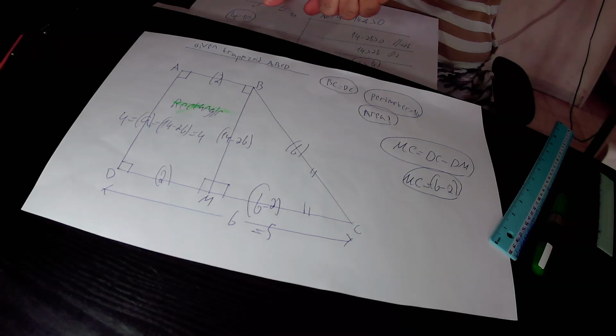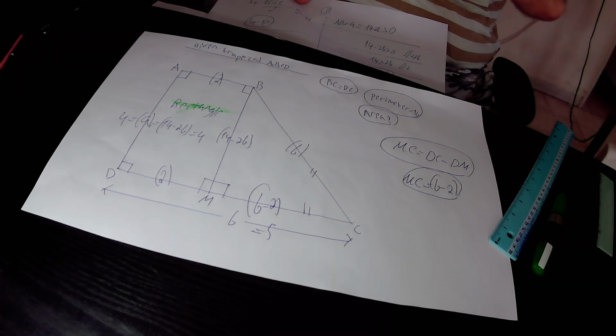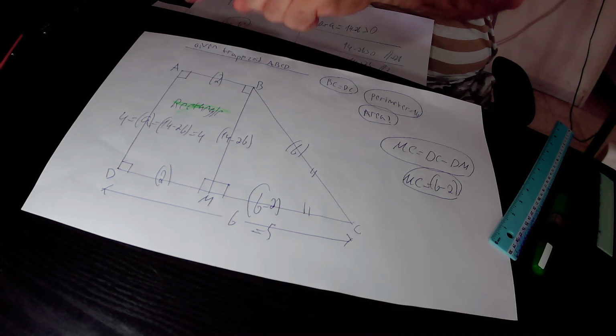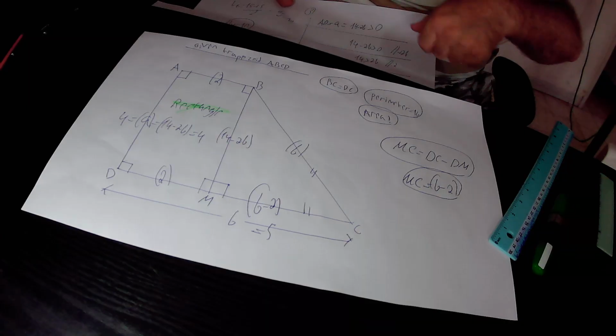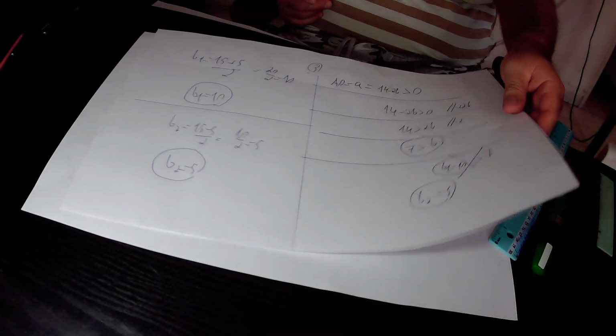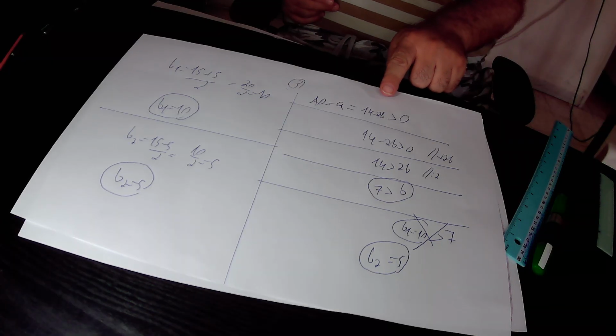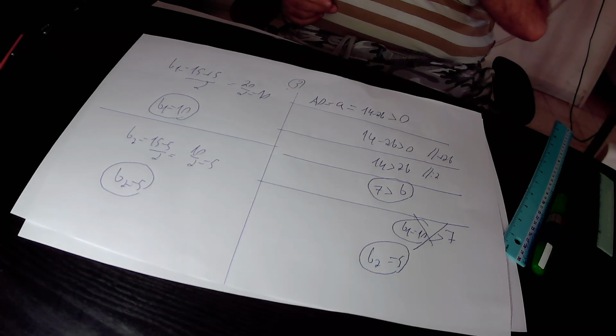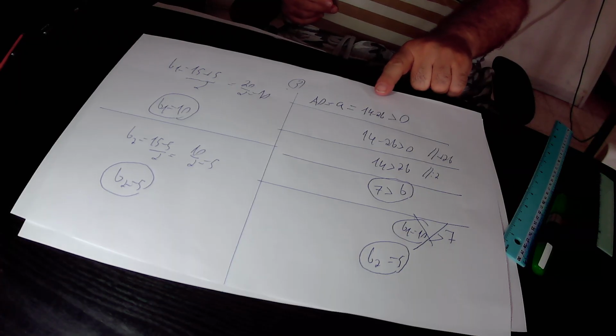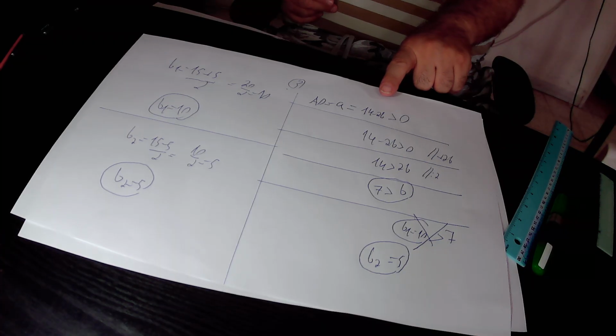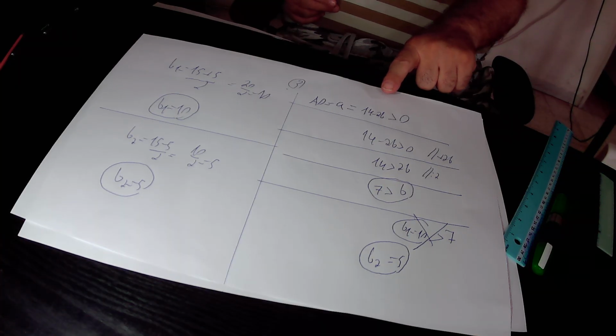AD is one side of trapezoid ABCD, and we find the length of side AD is a, and a equals 14 minus 2b. So AD equals a, and a equals 14 minus 2b units in its length. So 14 minus 2b is the expression for the length of AD. And the length must be a positive number. So for this expression, that is the expression for the length, it must be a positive number.